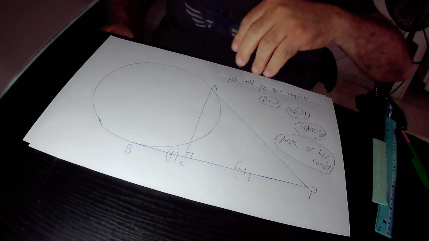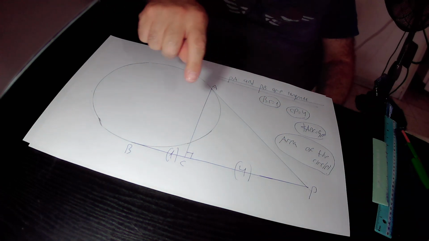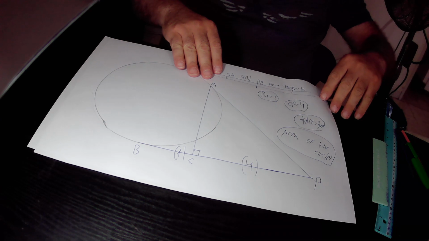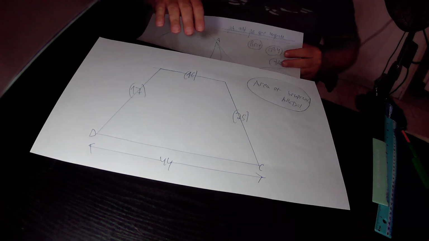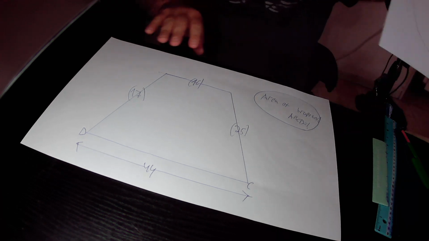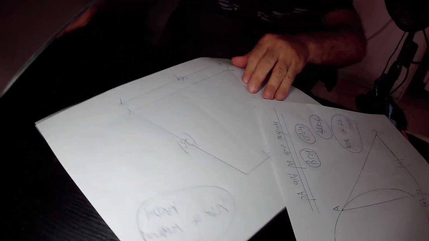Hello, in this lecture we'll answer two questions. In the first question, we'll find out the area of this circle, and in the second question, we'll find out the area of trapezoid ABCD. Okay, so we'll start with the first question.